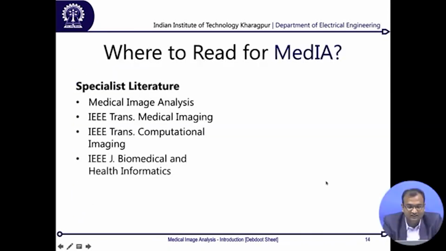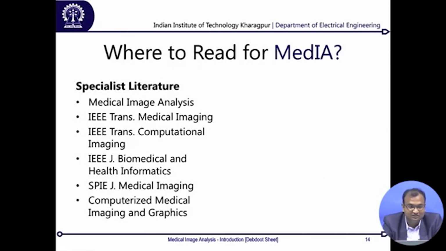So where to read: you can refer to very specialist literature, which includes the major journals. The first journal is obviously Medical Image Analysis, the same name as the topic. From there you can move on to Transactions on Medical Imaging, on Computational Imaging, then Journal of Biomedical and Health Informatics, which was earlier known as IEEE Transactions on Information Technology in Biomedicine. The recently launched SPIE Journal of Medical Imaging is another treasure trove, and a very established journal in the field is Computerized Medical Imaging and Graphics, which is a real treasure trove for finding age-old work and tracking the progress of this particular field over a long period of time.